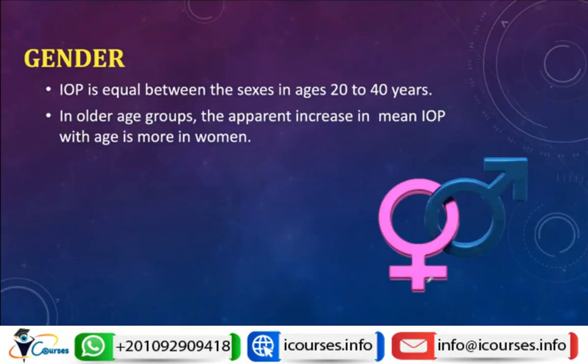Gender also has a role. Between 20 and 40, there is not much difference in the intraocular pressure between males and females. But as we get older, there is a greater increase in the intraocular pressure in females than in males.